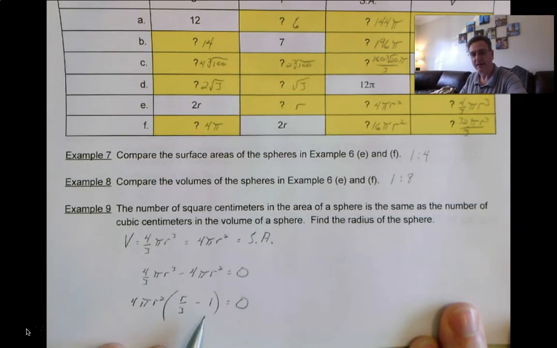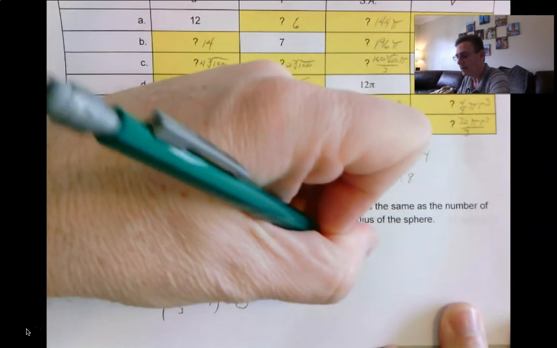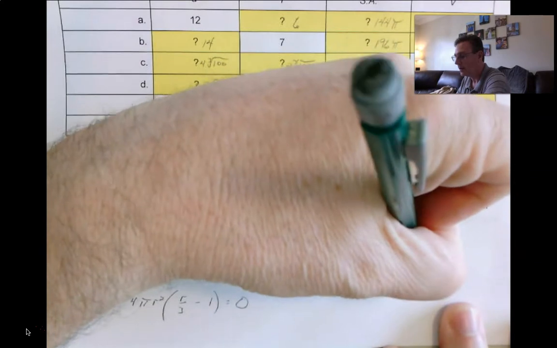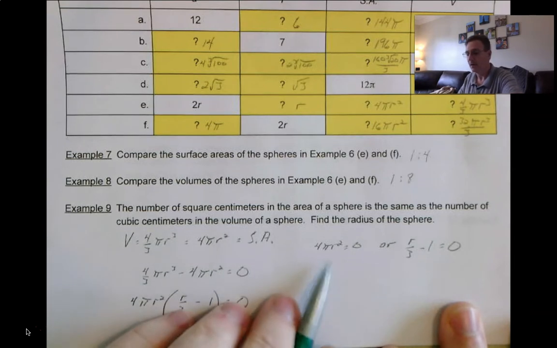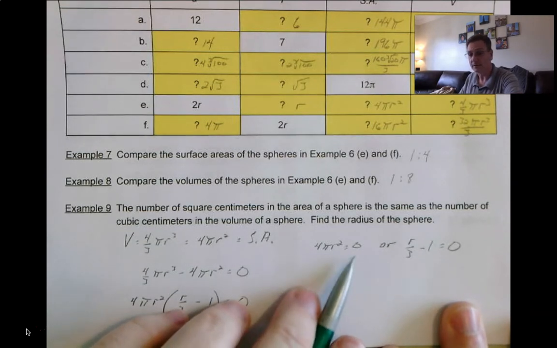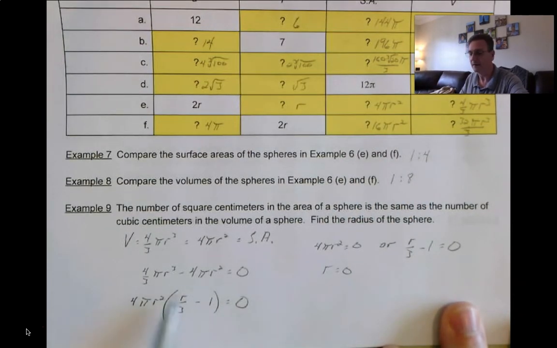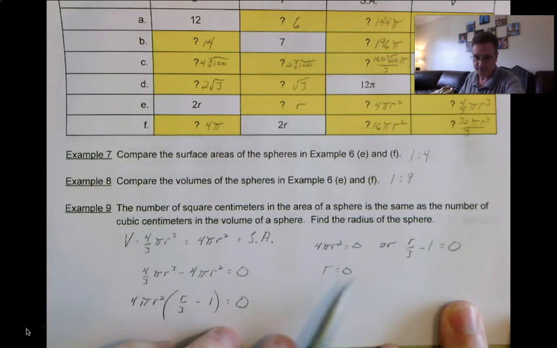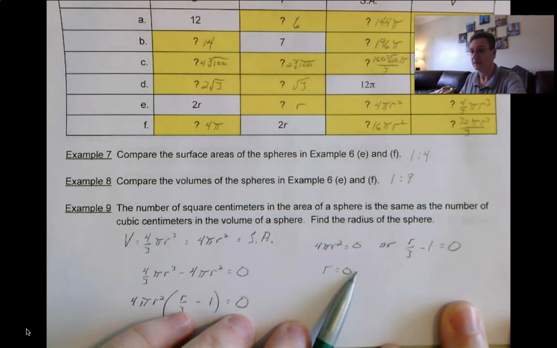Two things multiplied together equals 0. One of these two things has to be equal to 0. Either 4 pi r squared equals 0, or r over 3 minus 1 equals 0. If you solve this for r, you get r is equal to 0. The quicker way I could have done this, I could have divided everything by 4 pi r squared. It's just a little bit quicker. But in algebra, this is an answer. So technically, this is r equals 0. And in algebra, you would write double root, DR.